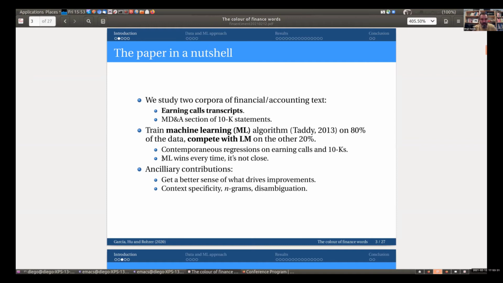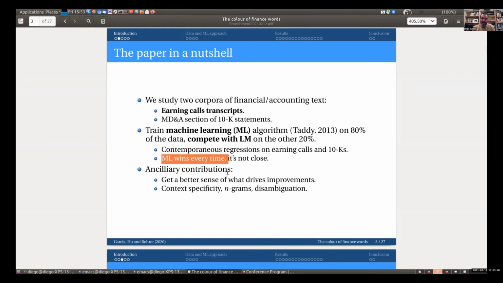I will give you the answer. The machines win. They beat the humans, and it's not even close, actually. The R-squared is like double in these regressions, which are tough regressions. Predicting stock returns is not easy.